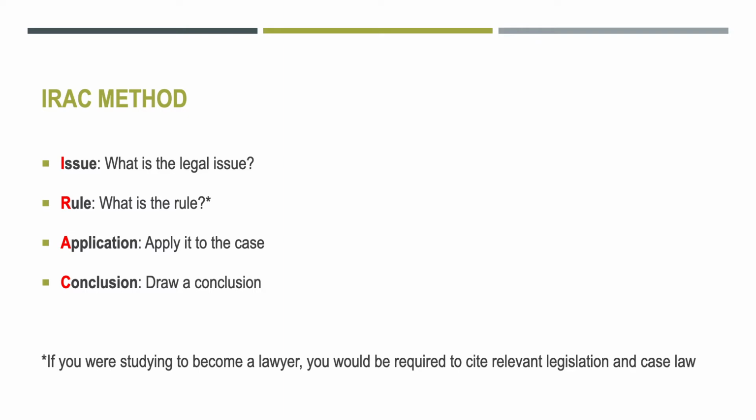Next, we move to the R, and I want you to find a legal rule that applies. And so legal rules could come from legislation, or it could come from case law. If you were studying to become a lawyer, you'd be required to cite relevant legislation and case law. I'm not requiring this. Instead, I want you to cite the relevant case that we've examined or the textbook where the rule can be found.